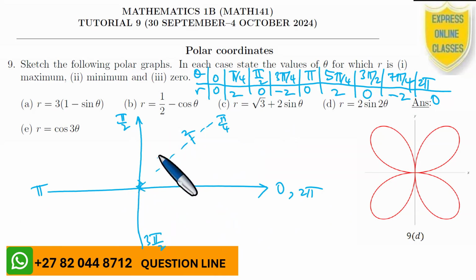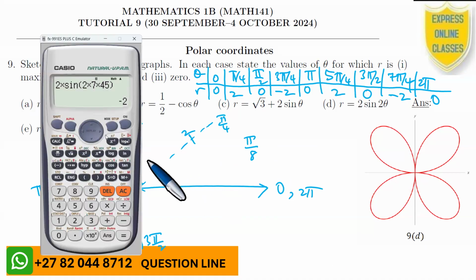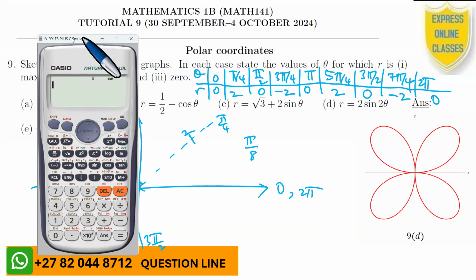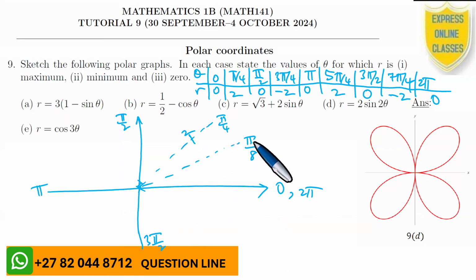Okay, so we need some more angles here. We need another angle to put in the middle here. Pi over 8. So let's see what we're going to get with that one. So you're going to have 2 times the sine of 2 times pi over 8, which is 180 degrees divided by 8. This gives us exactly the square root of 2, which is 1.4.